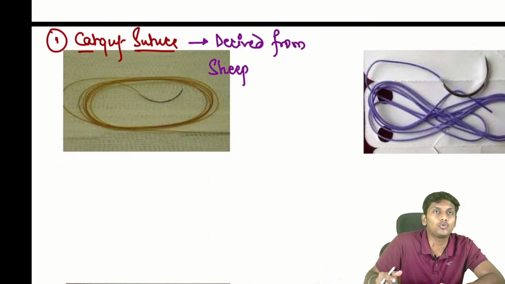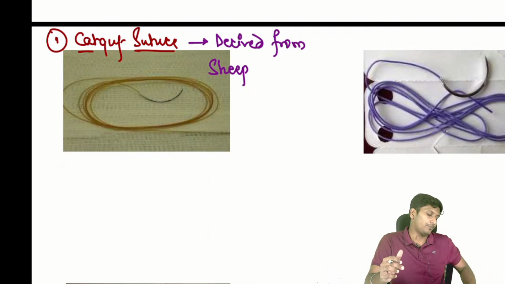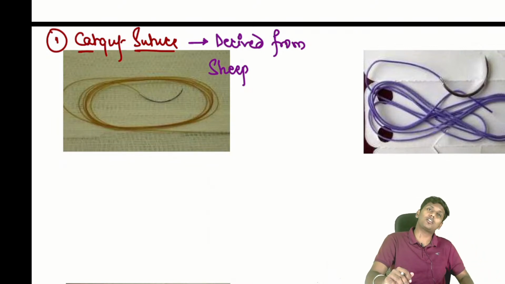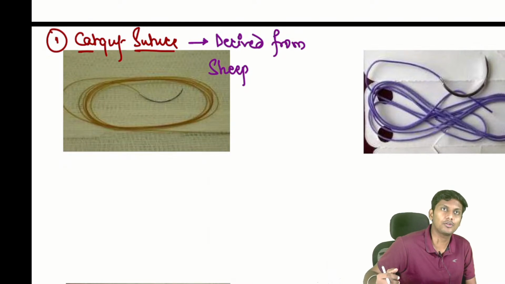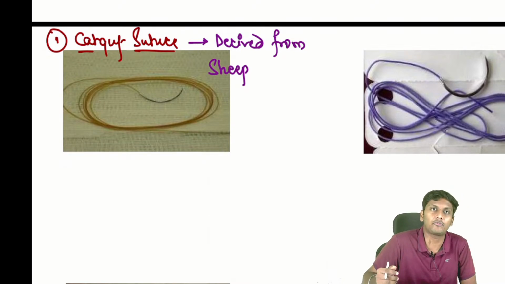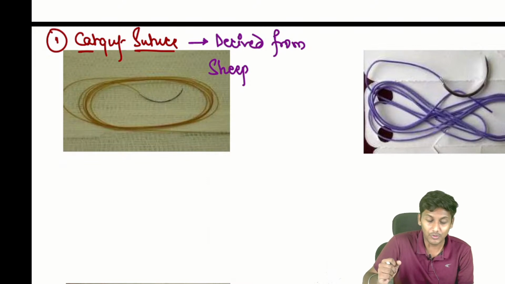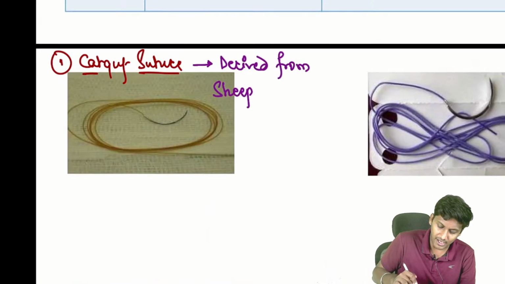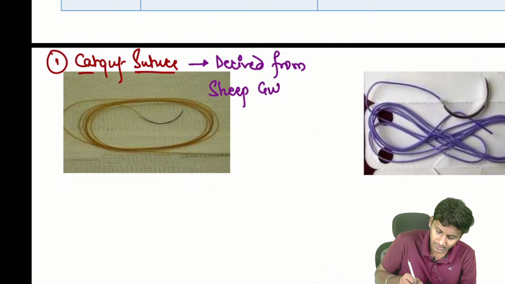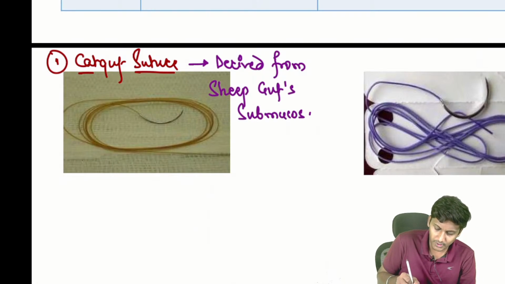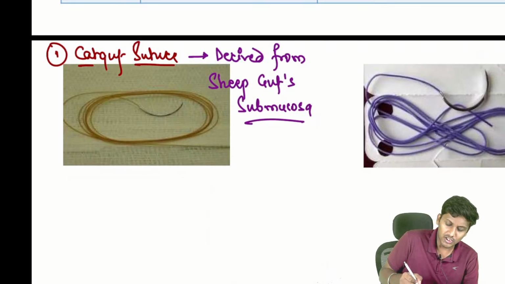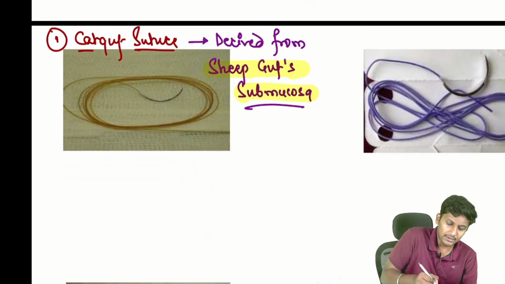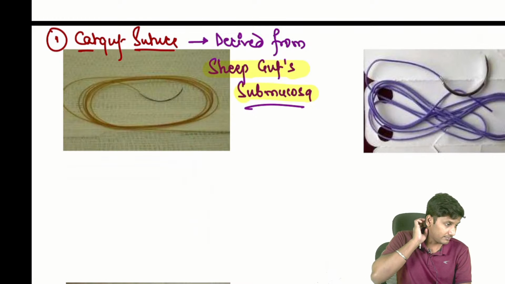Why only submucosa? Because submucosa is considered the strongest layer of the GIT, not only in animals but in humans also. This has been a previous year question. Strongest layer of GIT is submucosa. So you have to remember it is derived from the submucosa of the sheep gut. No issues with this, anybody? That's important.